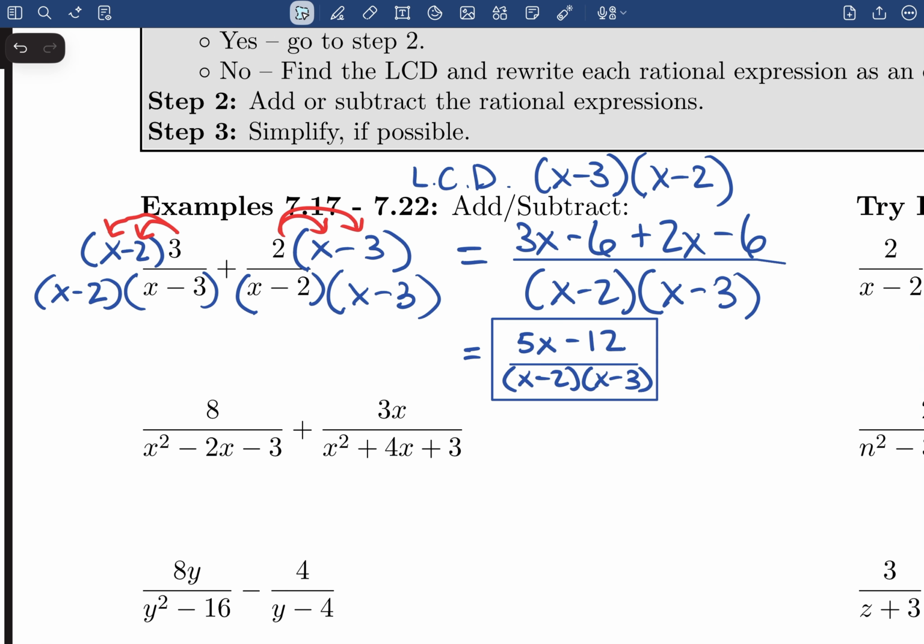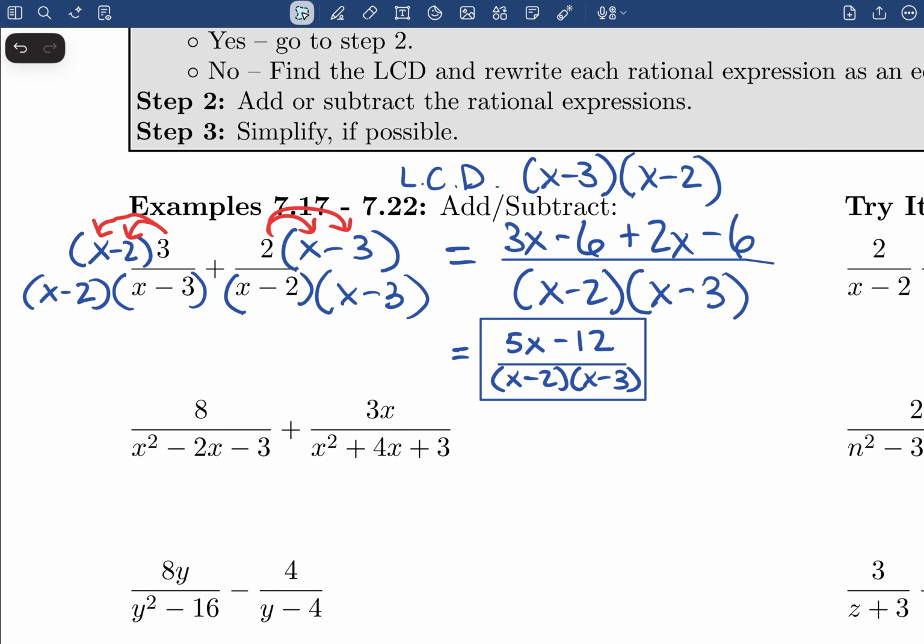Let's keep going. Let's try some more, see how things go. So I see this rational expression, and I'm adding it with this rational expression, and the denominators are not the same, they are different, so I'm going to factor each one.